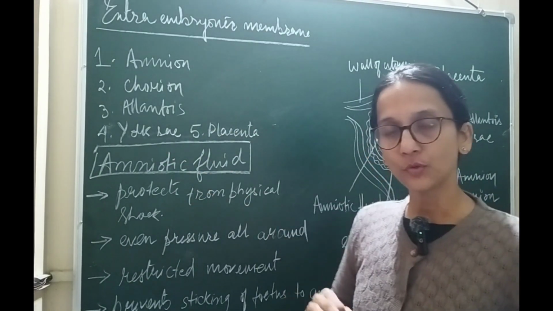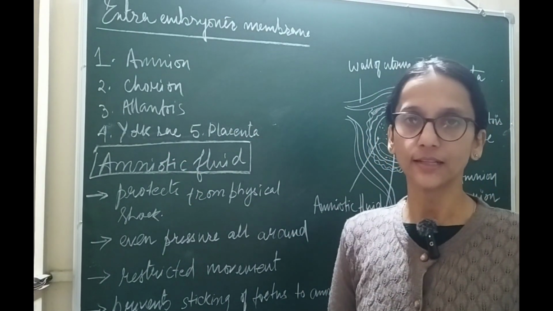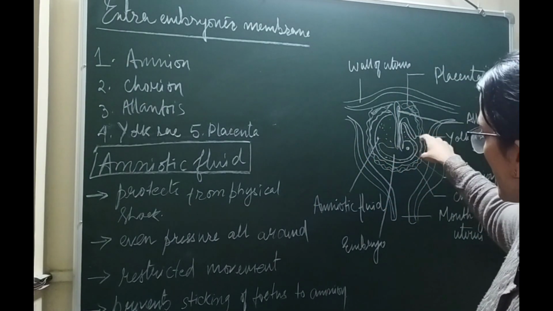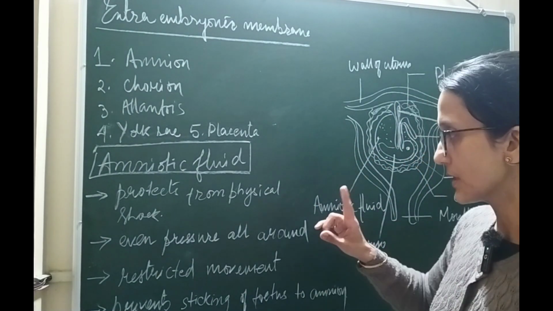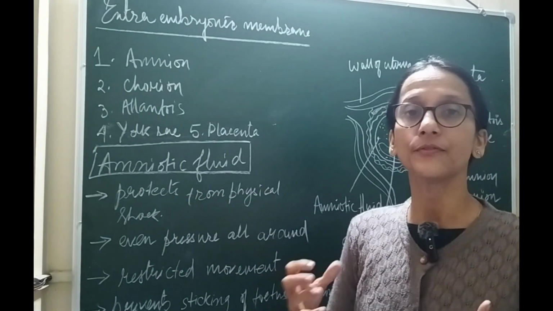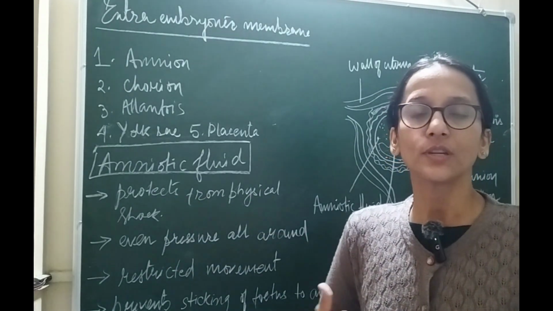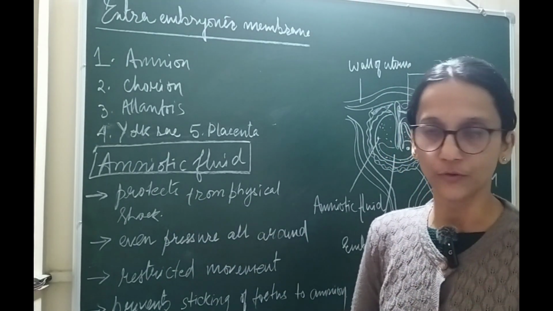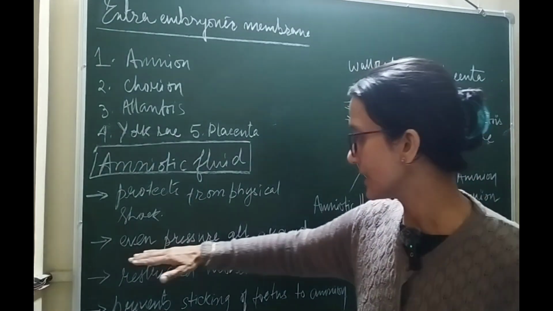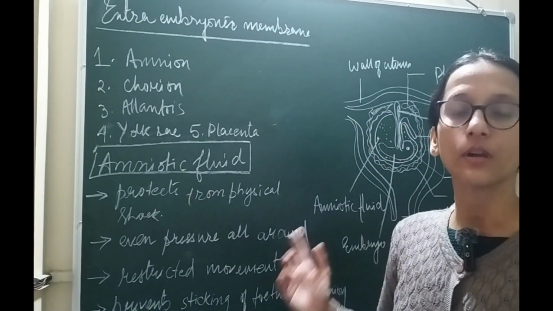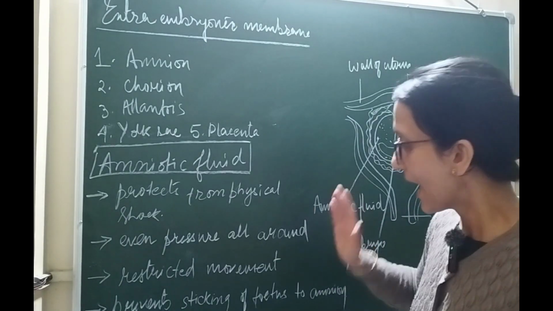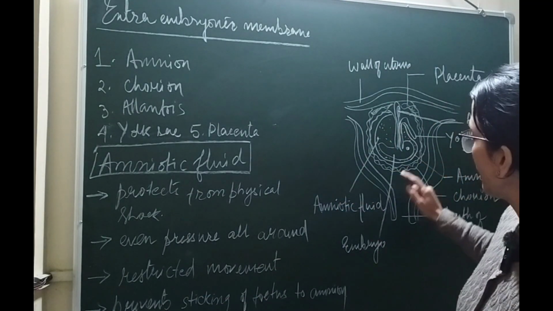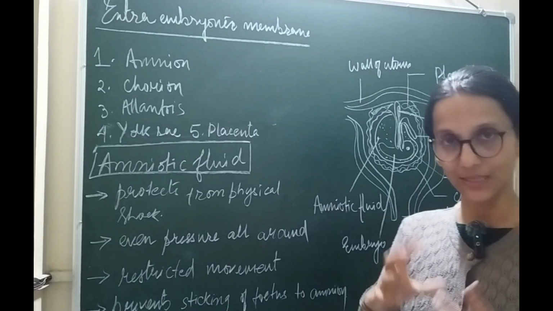Of all these, we have to study amniotic fluid and placenta in detail. So the amniotic fluid which surrounds the embryo serves certain very important functions for the embryo. What are those? Number one, it protects the embryo from any physical shock because it's a fluid, so it kind of dissolves the physical shock for the growing embryo. Second, it equalizes the pressure all around the embryo. Third, it provides a restricted movement to the baby. And fourth, it prevents the sticking of the fetus to the amnion, which is that layer around it.